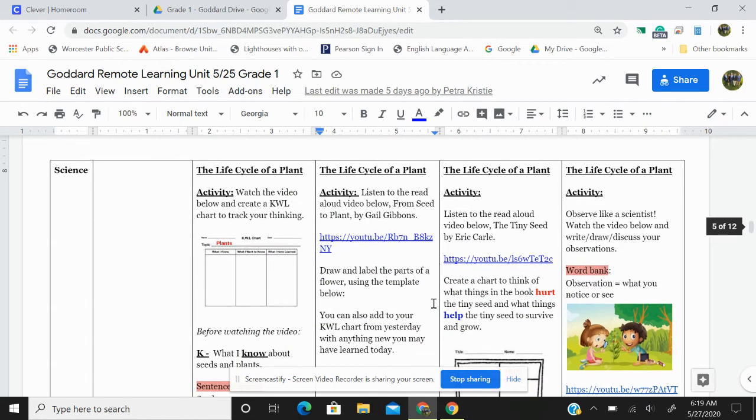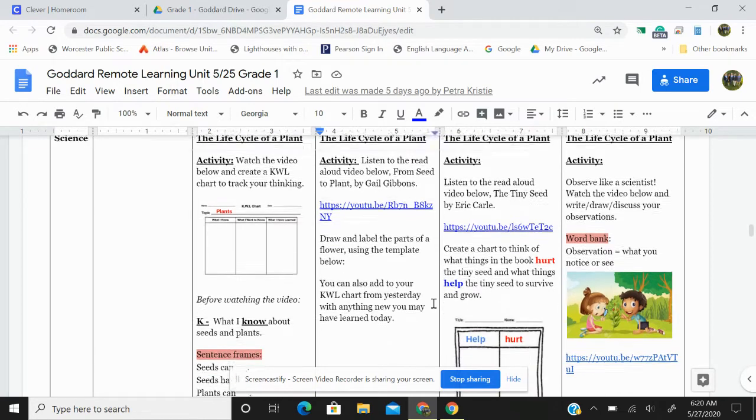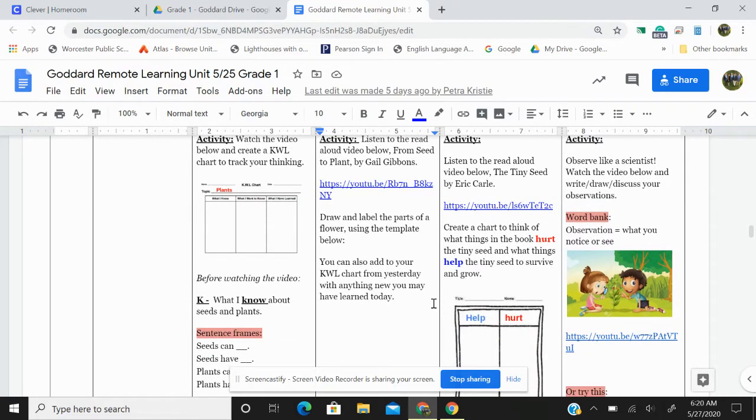And then on to science, continuing with the life cycle of a plant. Listen to the read aloud video below, From Seed to Plant by Gail Gibbons. Then draw and label the parts of a flower using the template below. You can also add to your KWL chart from yesterday with anything new you may have learned today. Here's your KWL from yesterday, and that third column is where you put in what you've learned.